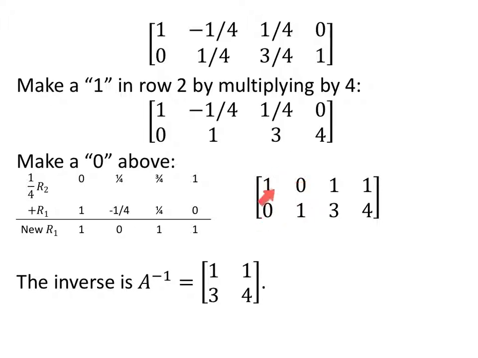And I have the identity matrix on the left. And this is my inverse. A inverse is 1, 1. Second row, 3, 4. And again, I should multiply. I'll leave that to you to see if that's actually the inverse.